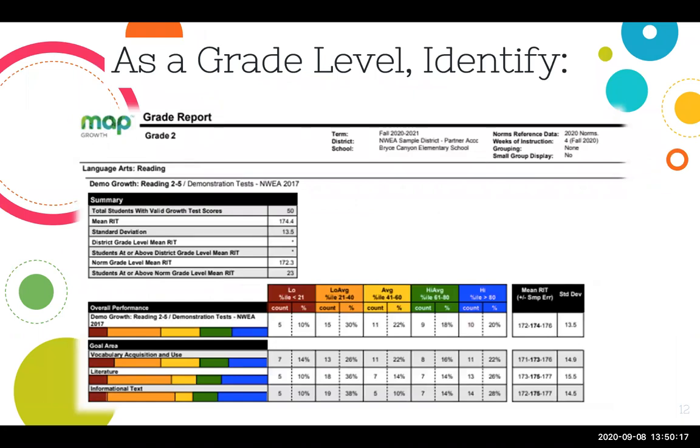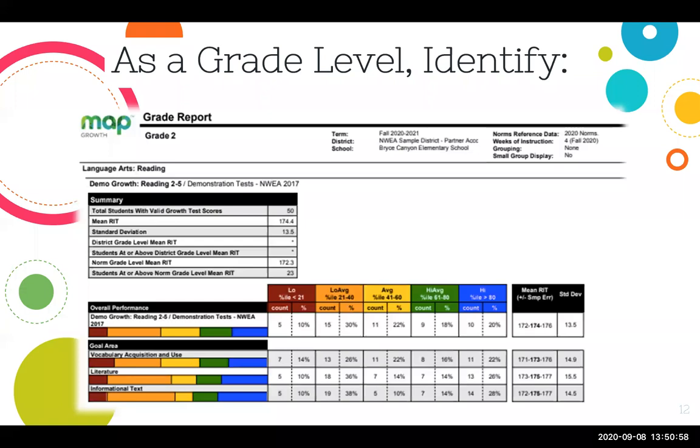Now we'll consider the sample data at the second grade level to see how this work connects to the building level plan. Let's look at how this data might inform next steps connected to the building focus. The data shows that currently in second grade, 40% of students scored in the low and low average ranges in the area of vocabulary acquisition and use. 46% of students scored in the low and low average ranges in the area of literature, and 48% of second graders scored in the low and low average range in informational text.